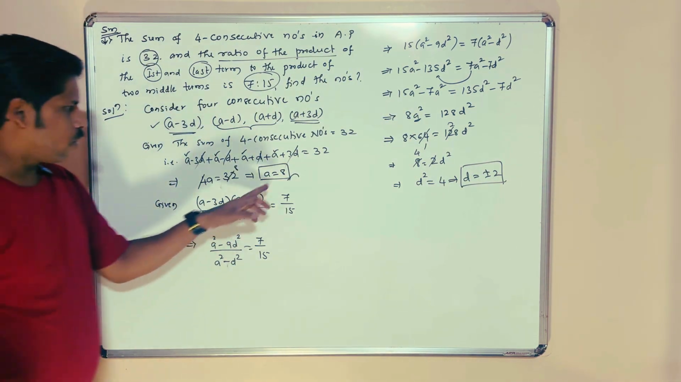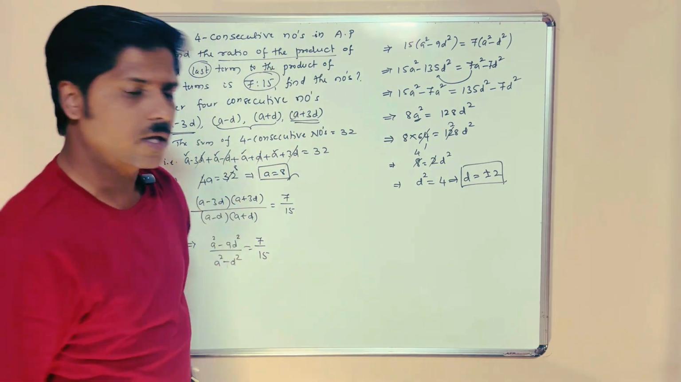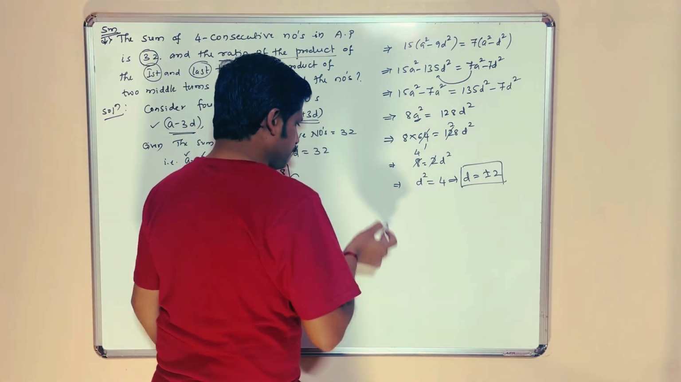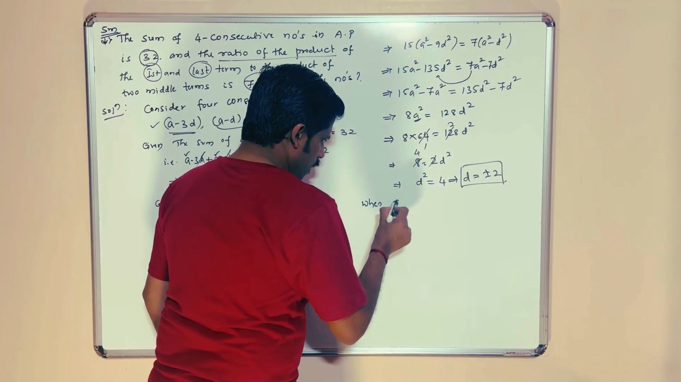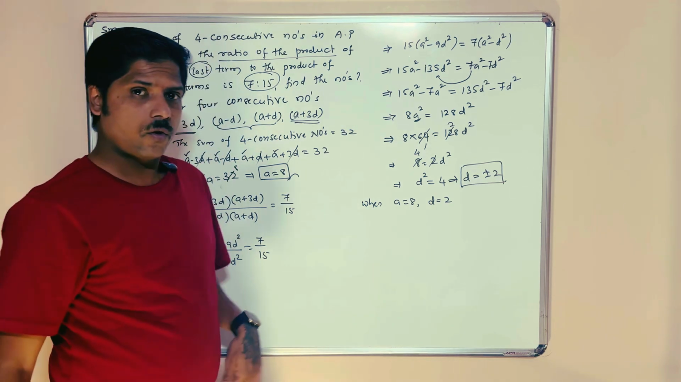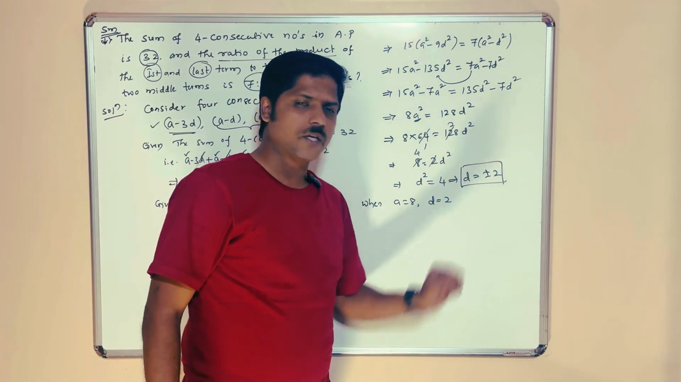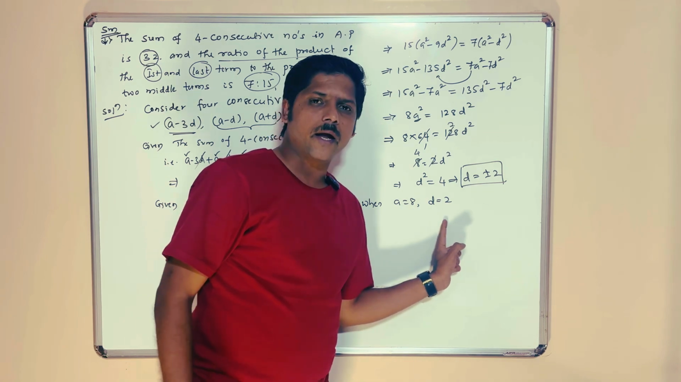Here we have A is equal to 8 and D is equal to plus or minus 2. Now we have to find those 4 consecutive numbers, right? Here we have D two values, one is plus 2, another one is minus 2. So therefore, I will consider first A is equal to 8 and D is equal to 2.